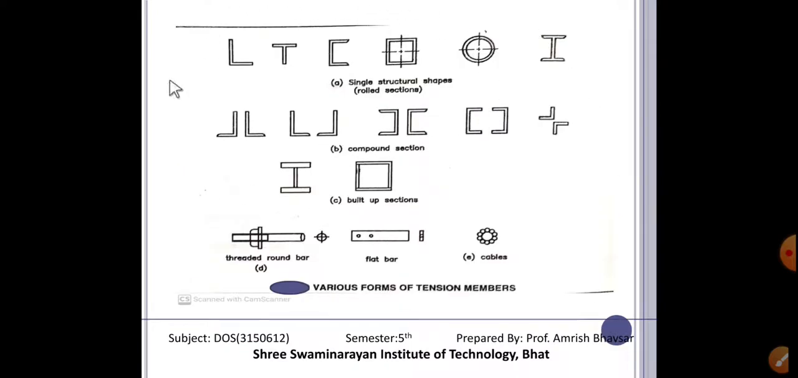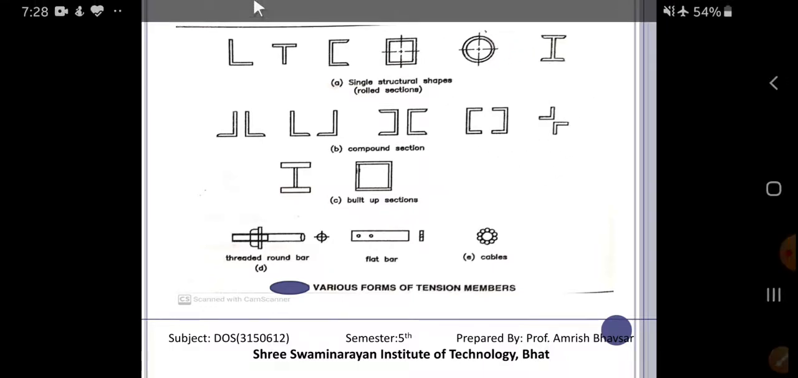Here some of the sections are given. In this section we can take any one as a tension member. These are the single rolled sections that are available in factories or companies. We can get them directly from there and use them as a tension member. L section, T section, C section, square hollow section, circular pipe, I section. These are the single sections, that is rolled sections.